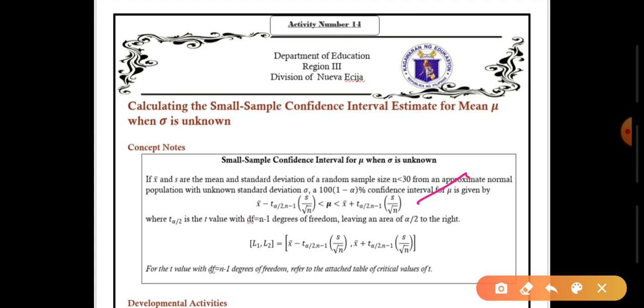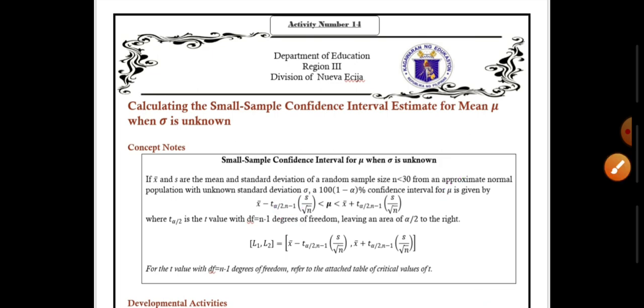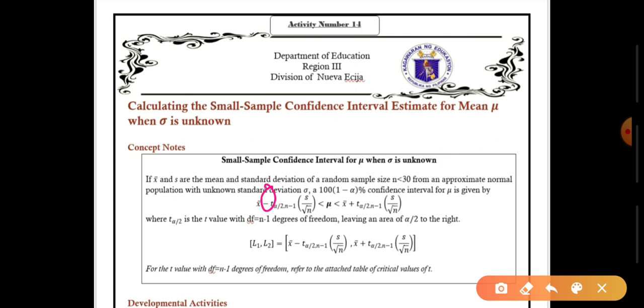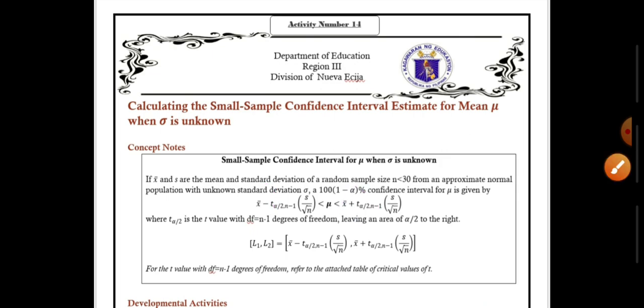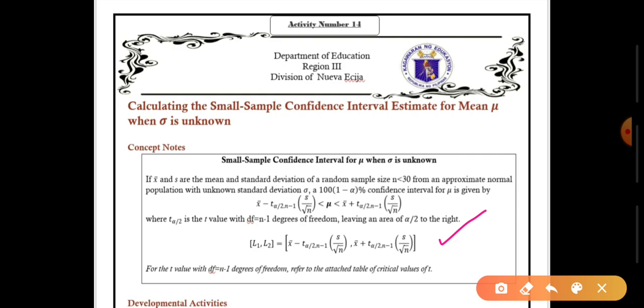In here, this t sub alpha over 2, with n minus 1, pertains to the degrees of freedom. If you will notice, it's the same formula, but on the left you'll have minus, and on the right you'll have plus. Where t sub alpha over 2 is the t value with degrees of freedom n minus 1, leaving an area of alpha over 2 to the right. Just as with this one, you have to express your answer in terms of an interval.